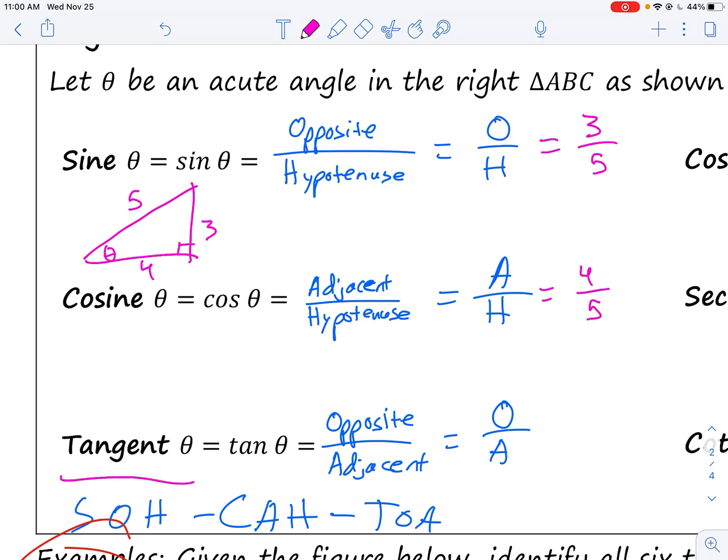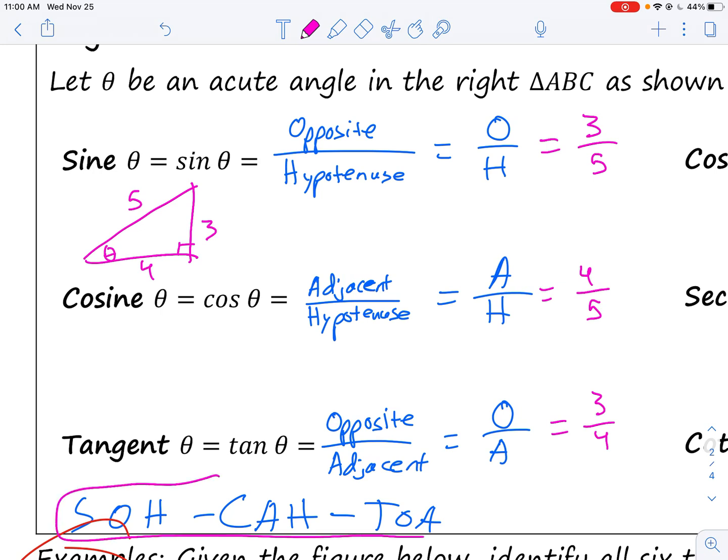And then tangent is the third main one, and that's made from the opposite side length over the adjacent length, opposite over adjacent, which, if we're referring to this angle, the opposite one's 3, and the adjacent one is 4. So this ratio for this triangle would be 3/4.